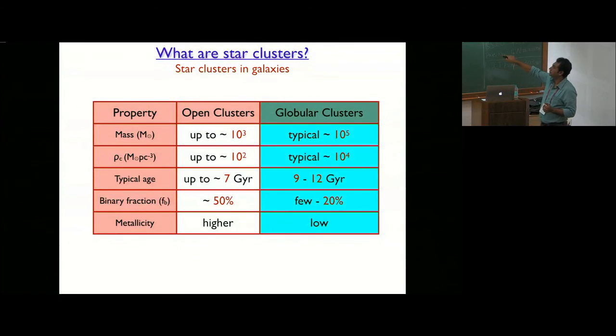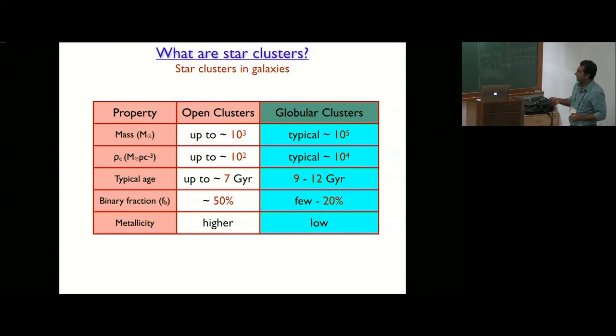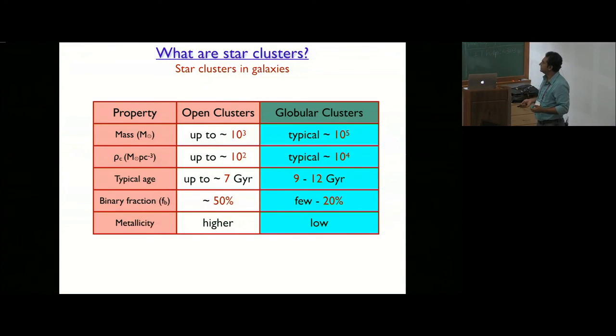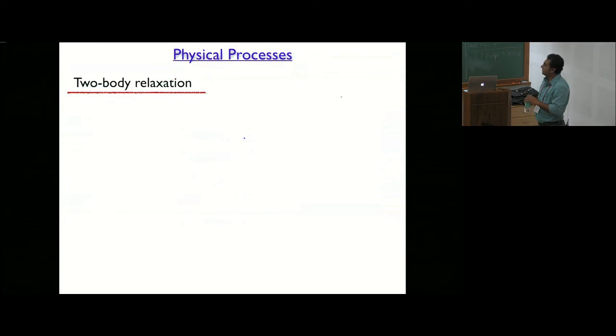Typically, they are today 10 to the 5 solar mass. That means they were at least 5 times more massive at birth. Actually, 10 times more massive at birth. They are typically old globular clusters, but there are other massive dense clusters in other galaxies. And old also means low metallicity. So what are the physical processes that make globular clusters particularly interesting?